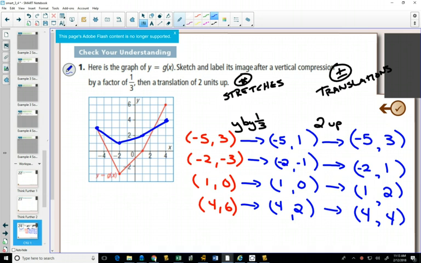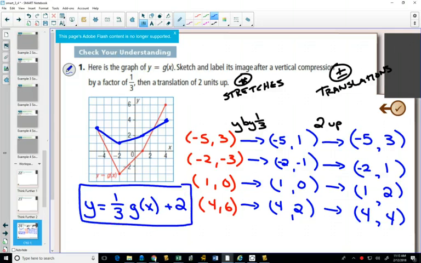Now, this question doesn't ask for the equation in terms of g of x, but we're going to do it just to practice. So if g of x is our original function, and we want to write the equation of our blue one in terms of g, we need to show y times a third and 2 up. Those are both vertical transformations. They're going to be outside of our function. So the y times 1/3 will be outside of our function. The +2 to go 2 up will also be outside of our function. So this would be the equation of the blue graph in terms of g.